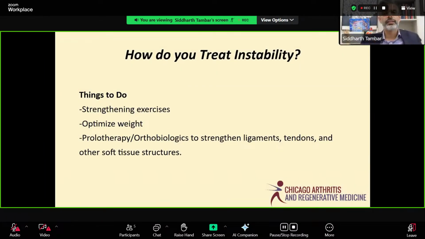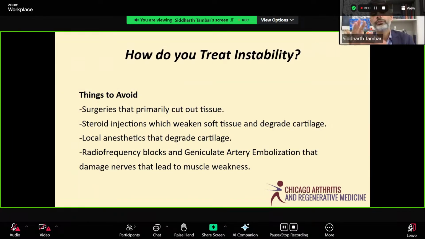So how do you treat instability? It's a few different things. Do the right strengthening exercises, optimize your weight if it's above where it needs to be, and then utilizing prolotherapy, orthobiologics, which we'll talk about, to strengthen ligaments, tendons, and other soft tissue structures around the joint. Things to avoid. In the past, you had a lot of routine surgeries that primarily cut out tissue. That still kind of happens. And in someone that already has wear and tear arthritis, the problem if you're doing, let's say, knee arthroscopy, for example, is that if you already have arthritis, trimming up the cartilage is not fixing the problem.